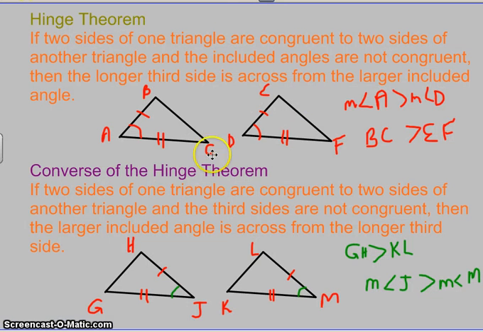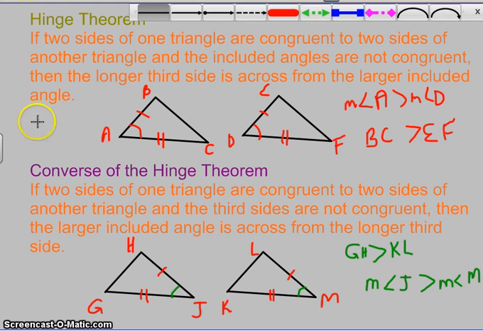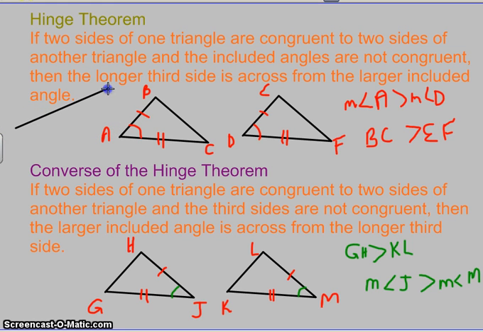Alright, we've got two major theorems on this one, and they're actually related to one another. The first one is the Hinge Theorem, which basically says if we have two sides of one triangle that are congruent to two sides of another triangle, and the included angles are not congruent, then the longer third side is across from the larger included angle. So this is based off of kind of a door hinge, or just any type of hinge, I guess. So let's do this for a second.